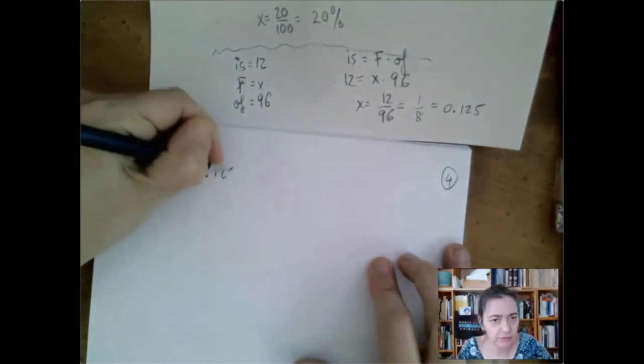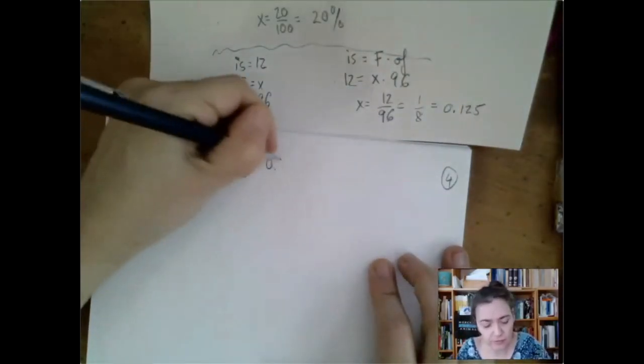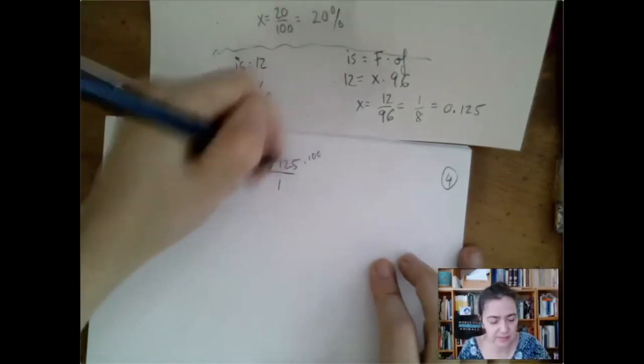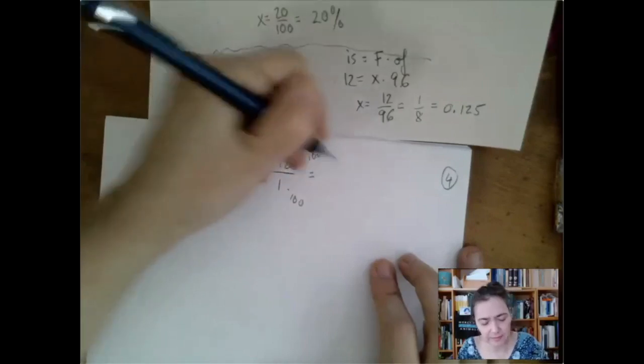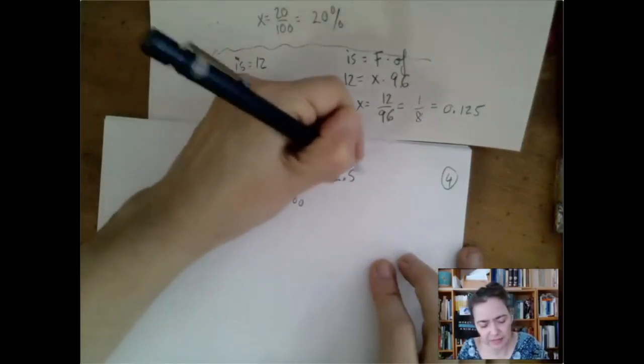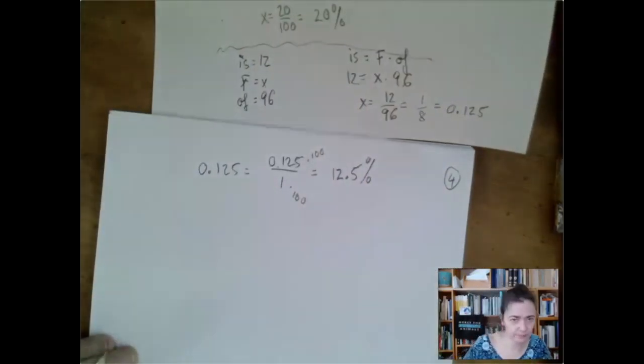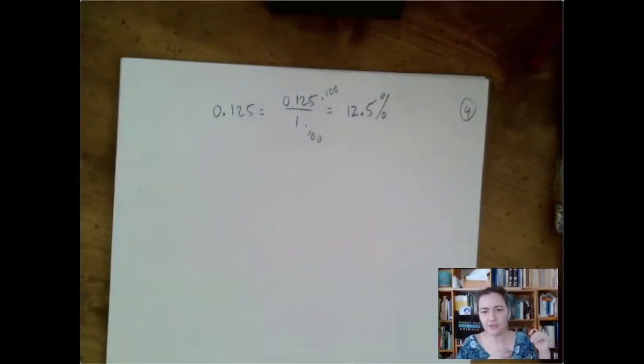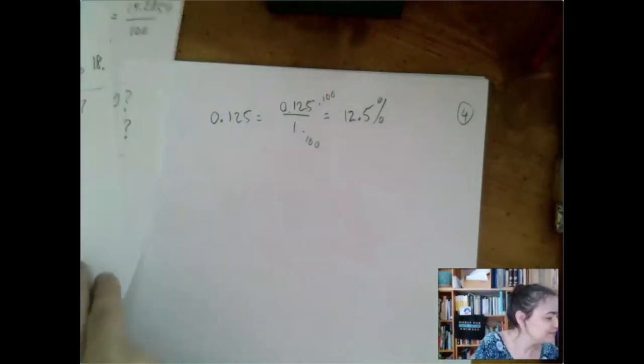0.125 is 0.125 over 1, and then we multiply upstairs and downstairs by 100, and we get 12.5%. Any questions about type 2? All right. So type 3 is, I think, the most exciting. I left a little space for it.